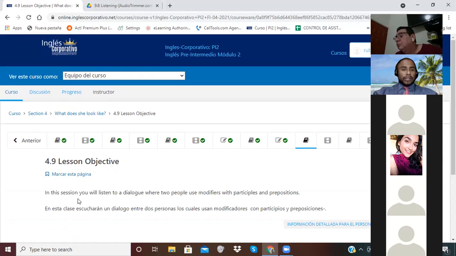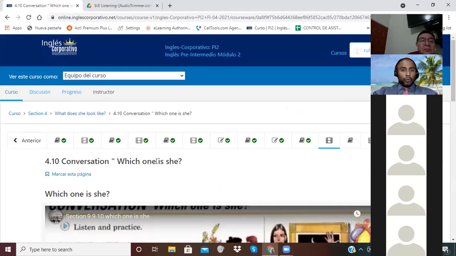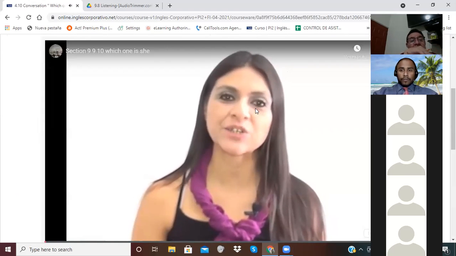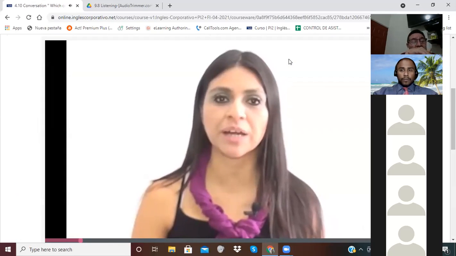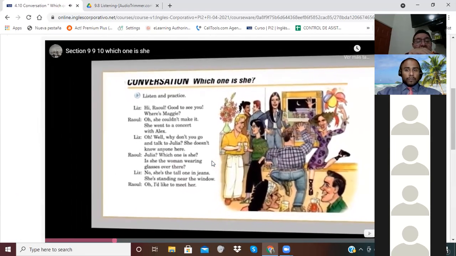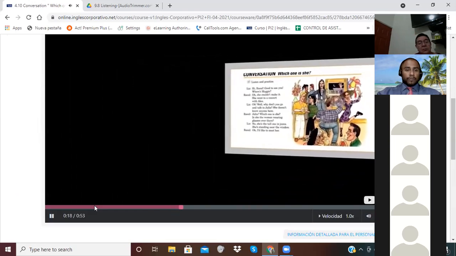4.9. In this session, you will listen to a dialogue where two people use modifiers with participles and prepositions. En esta clase, escucharán un diálogo entre dos personas, los cuales usan modificadores con participios y preposiciones. As you listen to the conversation, try to identify the use of participles and prepositions. In the next video, we will teach you how and when to use each.